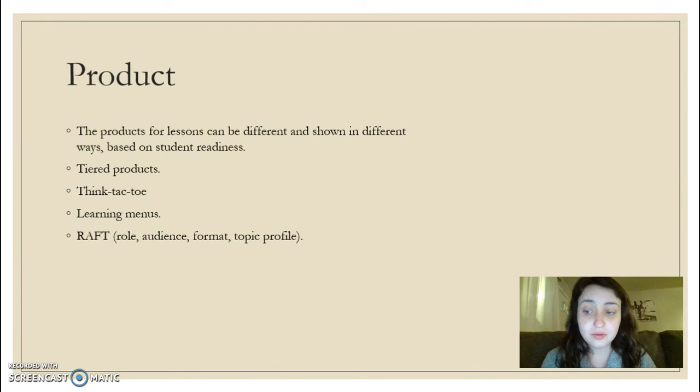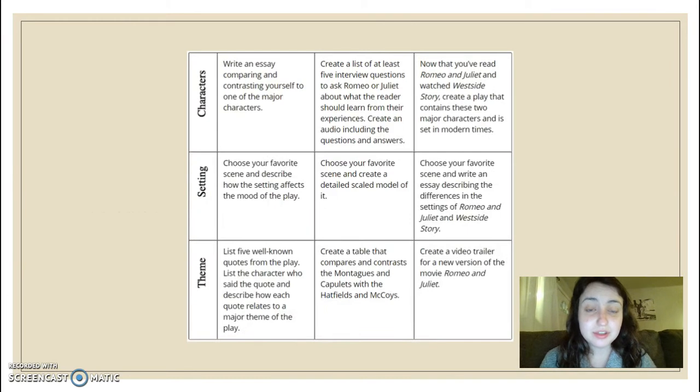Another one that I thought was kind of fun was a think-tac-toe. So this is what a think-tac-toe board would look like. And this is for a Romeo and Juliet assignment. So students can either choose a row, a column, or a diagonal, and they can do those assignments. And this kind of gives students a way to choose what they want to do, but still having them do kind of all the same general thing in the classroom.